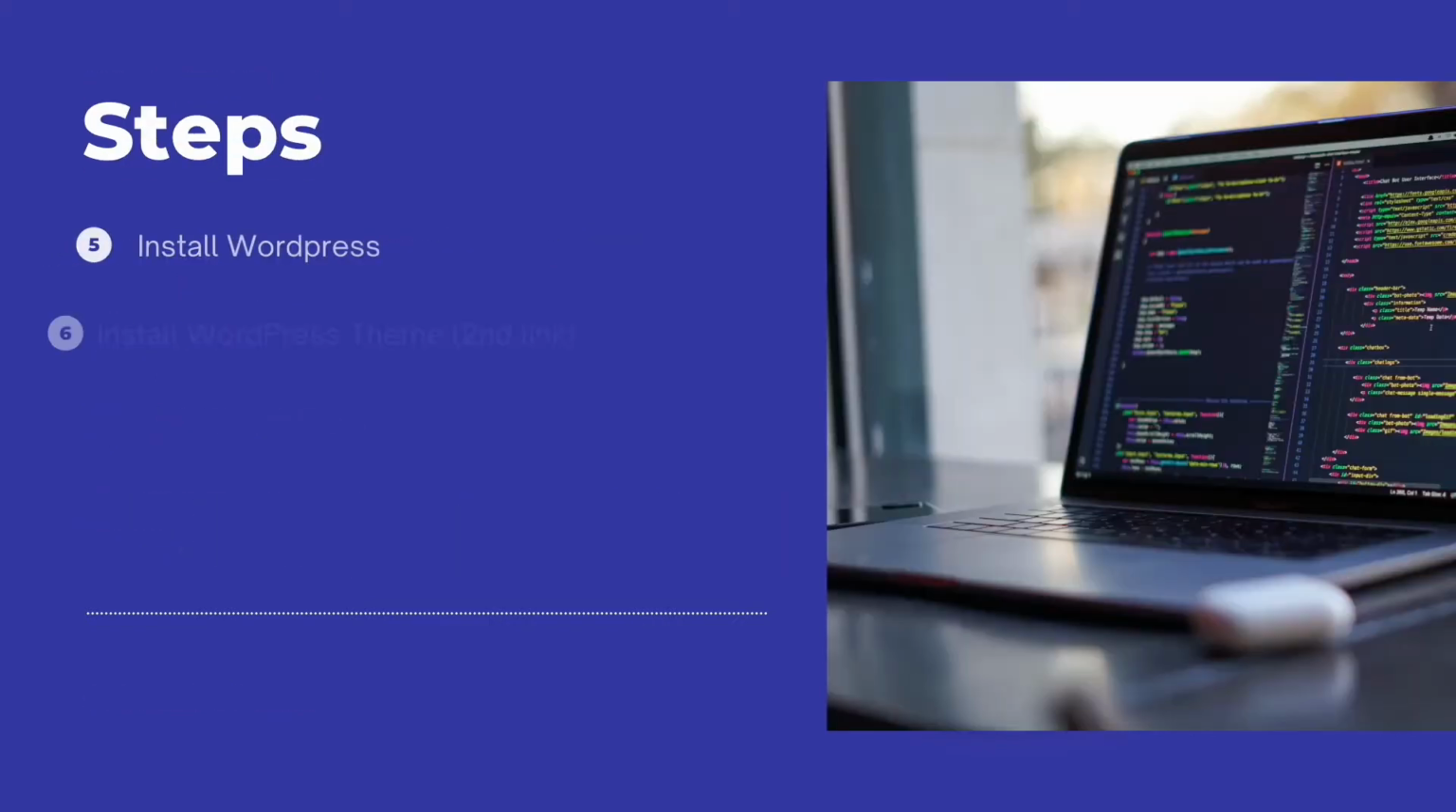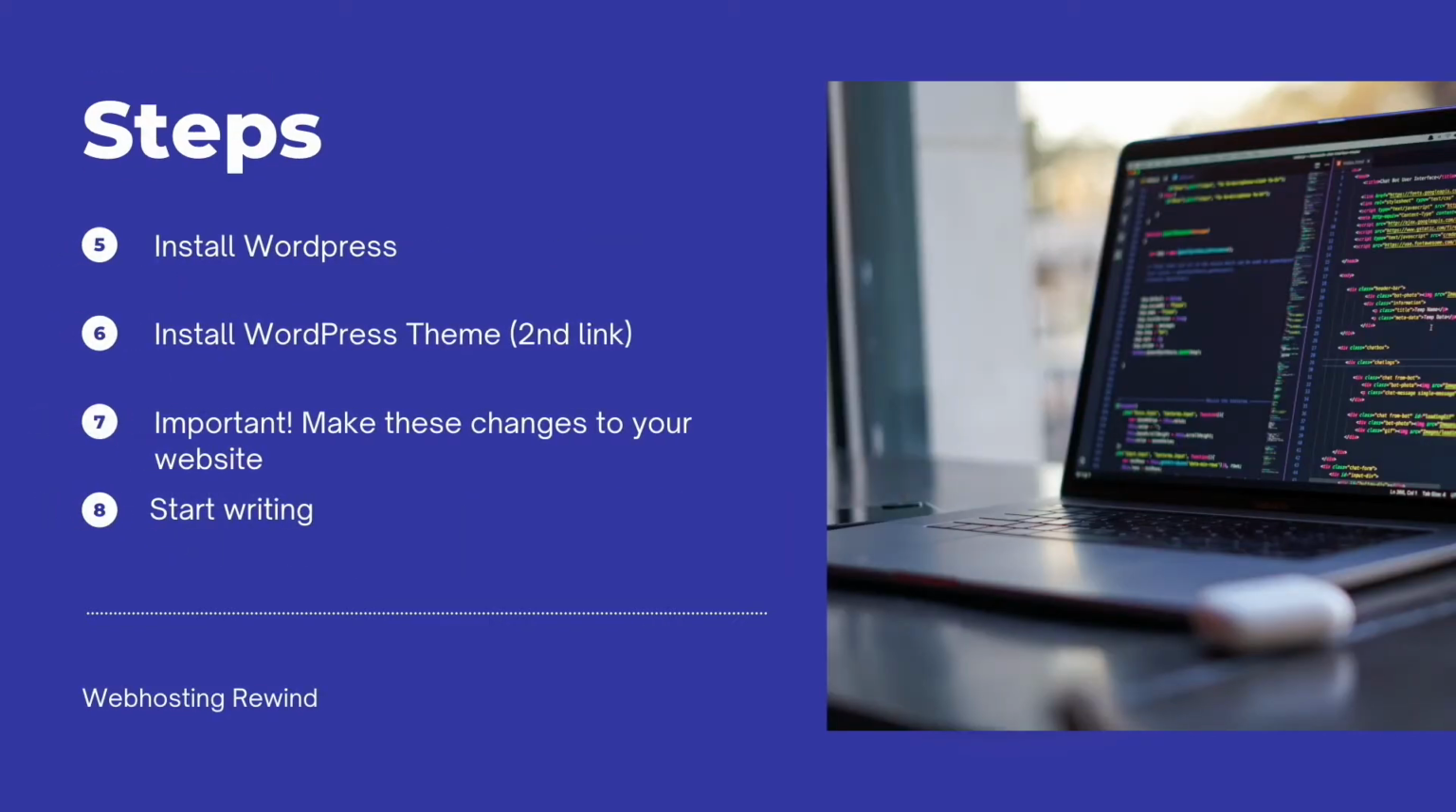After that, we are going to install WordPress and install a free and premium WordPress theme. As you can see, the second link in the description. After that, we're going to talk about some important changes that you absolutely have to make to your website, and then how to start writing.